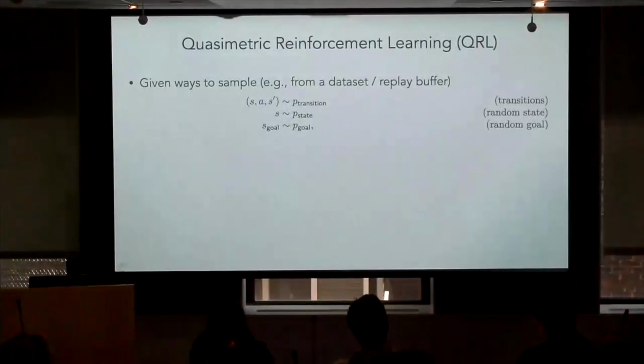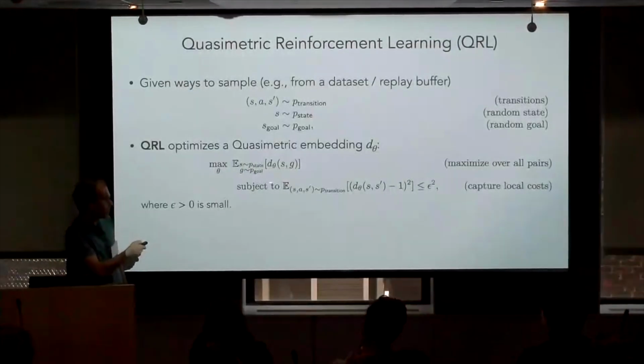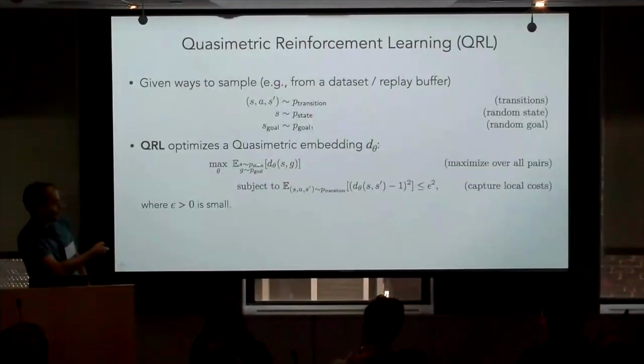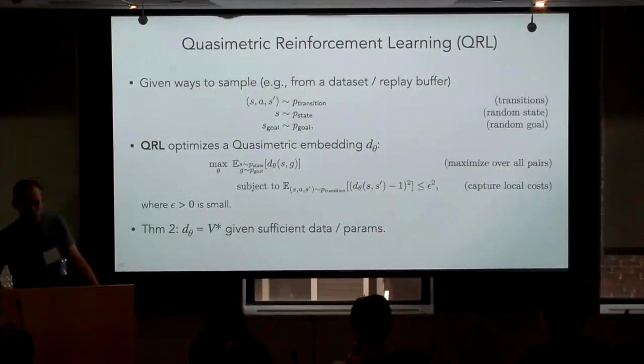Okay, so the algorithm is actually really simple. You sample states, actions, and next states. You could do that under whatever exploration policy you want, or it could be offline RL where somebody gives you that data. And then you maximize the distance between state and goal for a randomly sampled state and a randomly sampled goal given to you by your explorer, subject to the constraint that you have satisfied the local transition costs and subject to your searching over only quasi-metric functions. So your hypothesis space theta is parameterizing quasi-metric functions. Okay, and this can give you the optimal value function provably.